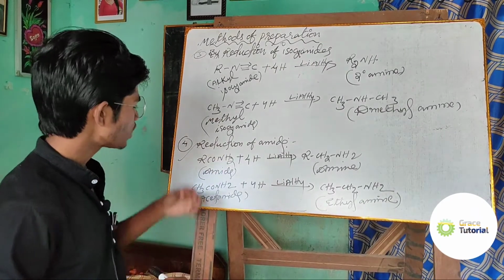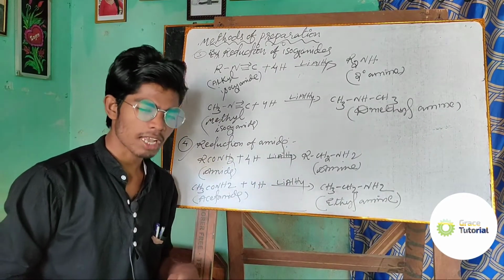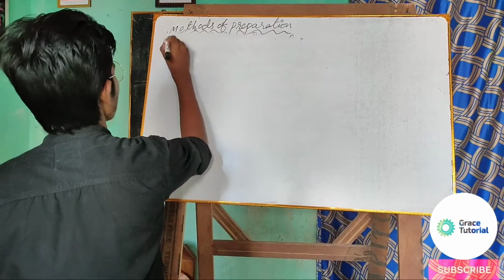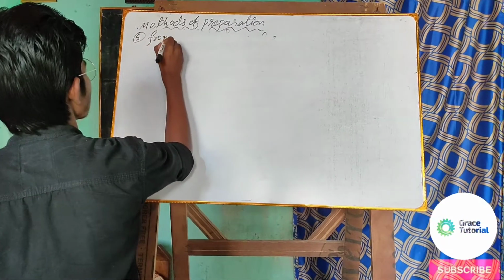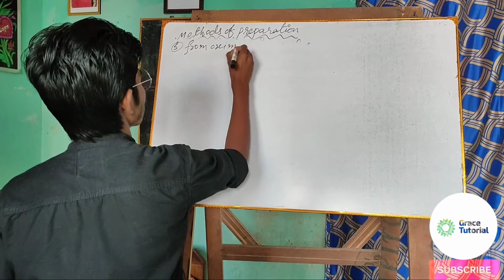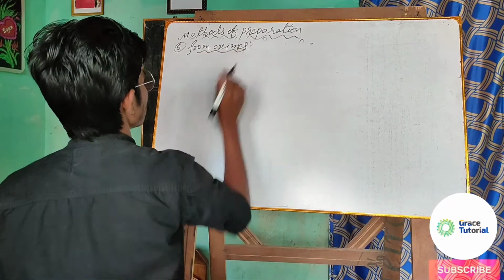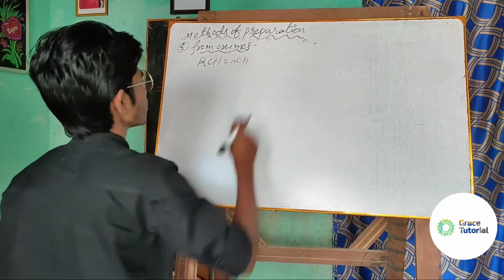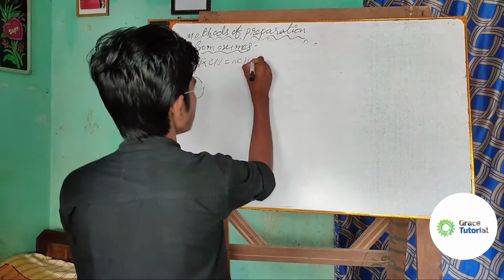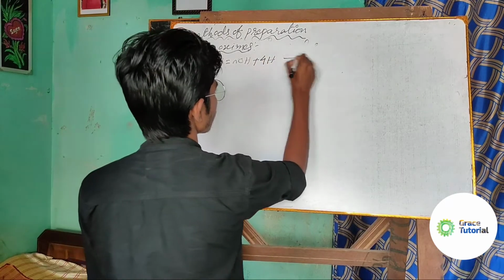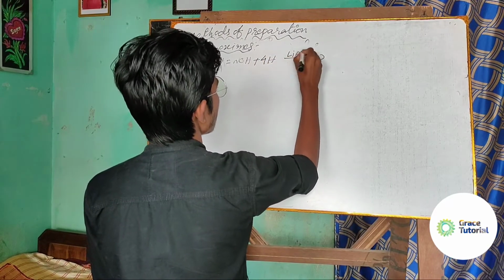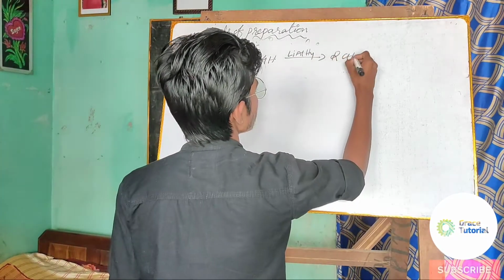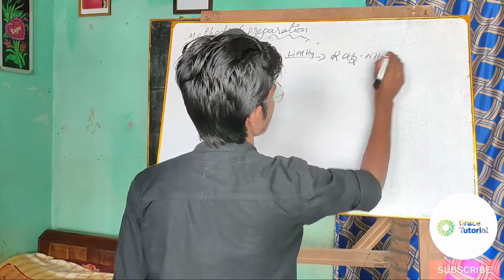Now we will move on to another method of the preparation of aliphatic amines. The next method, the fifth one, is from oximes. So the oxime RCH=NOH, this is the oxime. This oxime also gets reduced in the presence of lithium aluminum hydride to form RCH2NH2, that is amine.